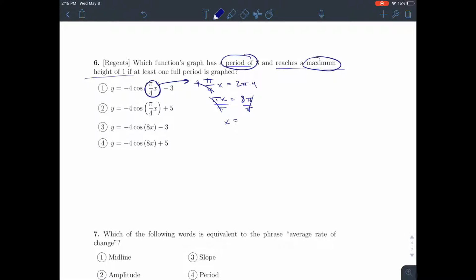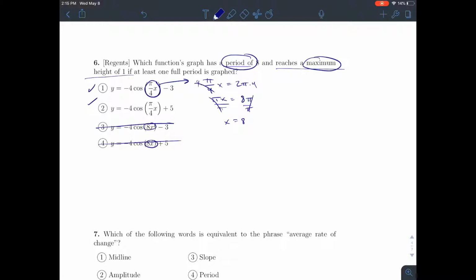And we do. We get x equals 8. So the first two satisfy the period requirement. The last two are trap questions because we know that the period can't be 8 from here. The period actually is 1/4 pi from these two.